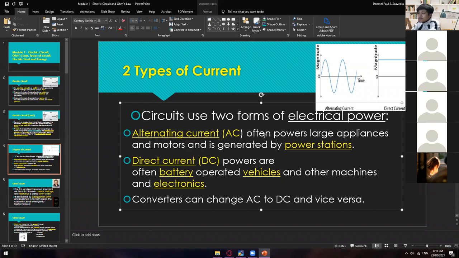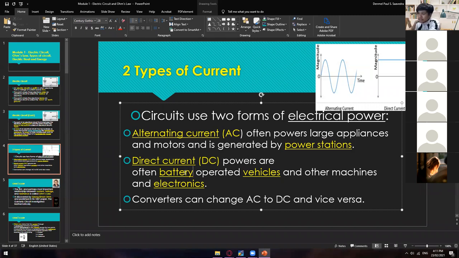Alternating current often powers large appliances and motors, and is generated by power stations. The outlet that we have in our home right now has an output of 220 volts, but it's not actually consistently 220 volts. Sometimes it reaches 250, even 300, or even negative 250. The only time it will become a direct current is once we have a converter.